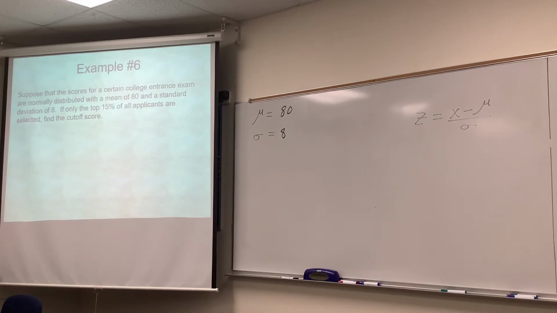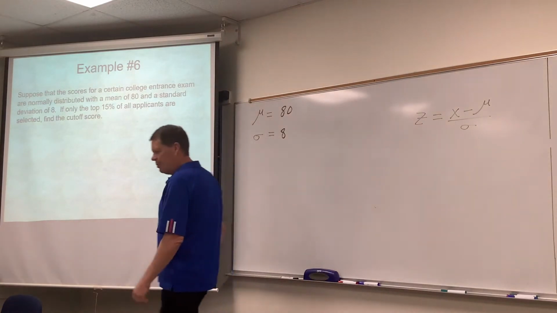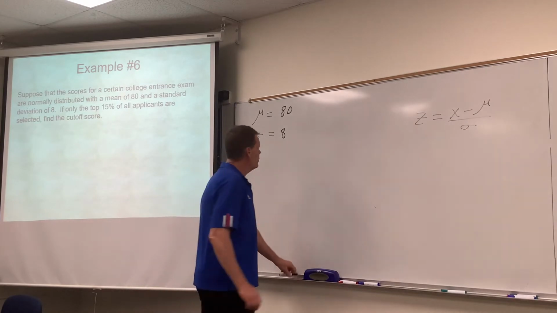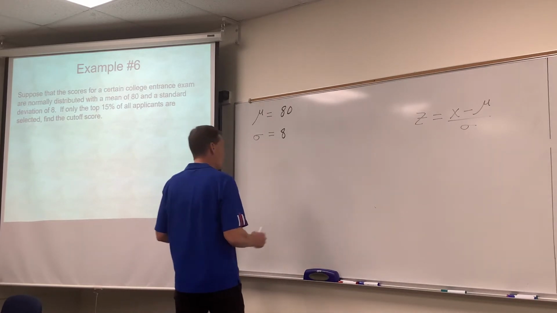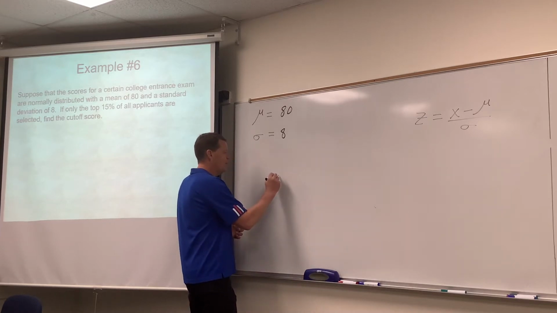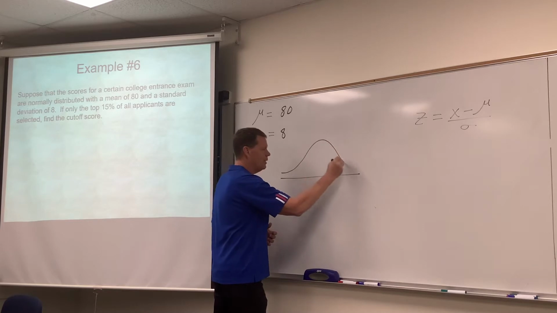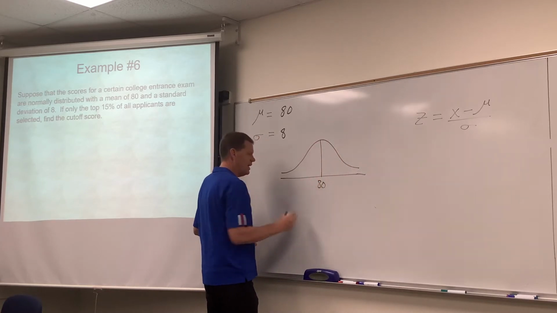Here we go, folks, with normal distributions, example number 6. Very similar to number 5 in terms of its logic. But we're told that the scores on a college entrance exam are normally distributed. So here we go again with that bell curve. Normally distributed. We are told that the mean is 80 and the standard deviation is 8.